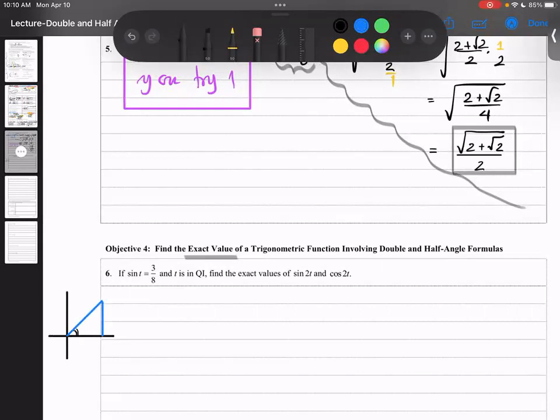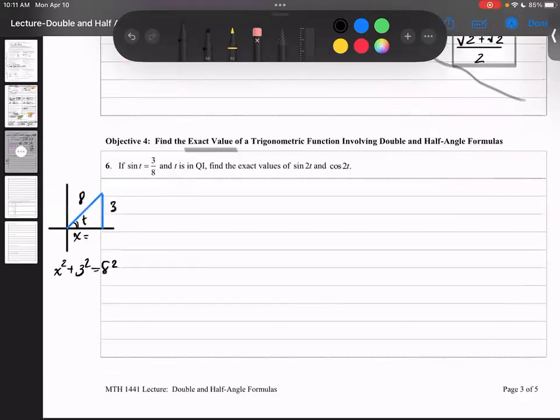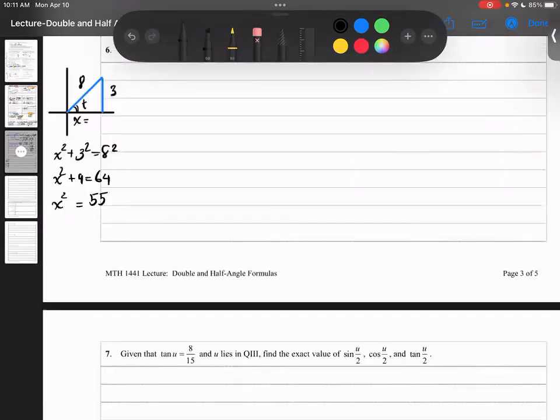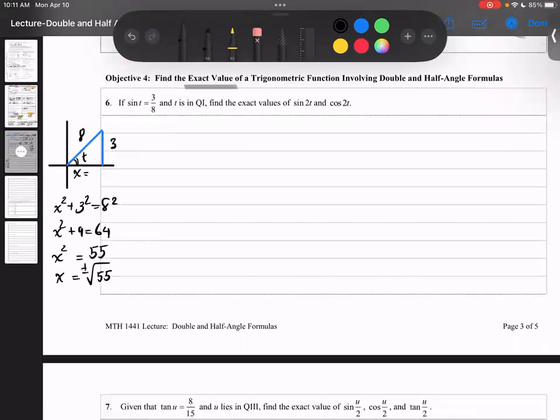So the angle here is t. Sine is opposite over hypotenuse. So 3 over 8. Can you find x? Pythagorean theorem, right? x squared plus 3 squared equals 8 squared. x squared plus 9 equals 64. 64 minus 9 is 55. So x equals plus or minus square root of 55. Do I choose positive or negative square root of 55? Positive, right? Quadrant 1. So x is square root of 55.